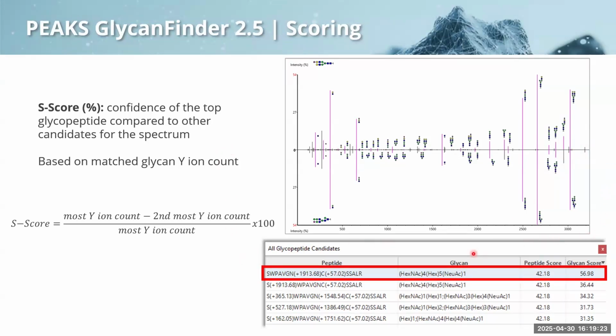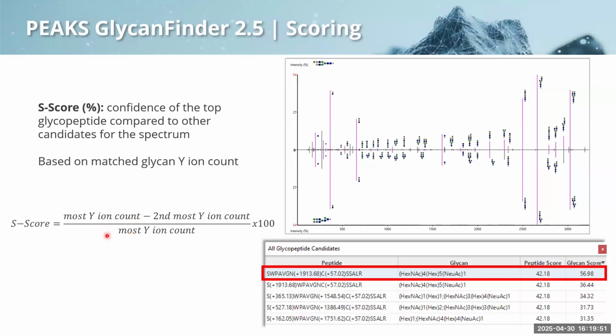And you can actually switch, look at all candidates, and look at the spectra for every single candidate if you would like. But the actual S score, you're taking the glycan structure with the most Y ions. You're taking the number of supporting Y ions and subtracting the second most Y ion count, and then dividing it by the first most Y ion count.